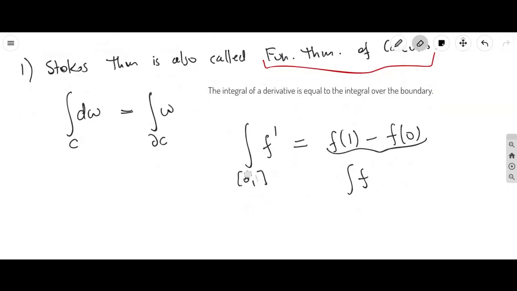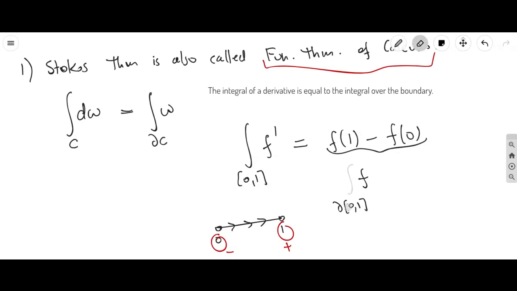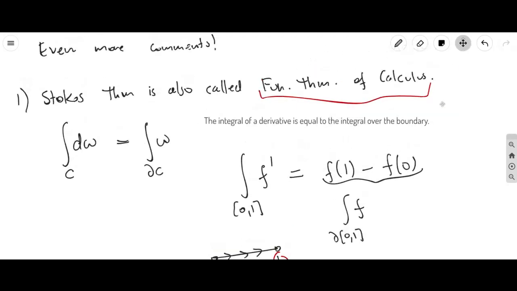But what's the boundary here? Well, the boundary here is just the endpoints. So the interval from 0 to 1, this is its orientation. This one is taken to be positive, and this one is taken to be negative. So you're integrating over the boundary of the interval. But the boundary consists of just 2 points, and integration is a sum. So you're summing the function over its boundary. You sum it at 1, so you get f of 1, and then you sum it at 0, and you get f of 0, but it's taken with a negative sign because that's the orientation that you get. You're calculating the boundary of that interval. And so this is why we call it the fundamental theorem of calculus.